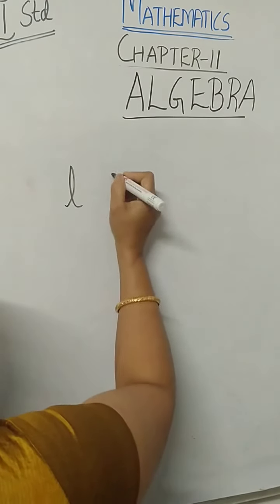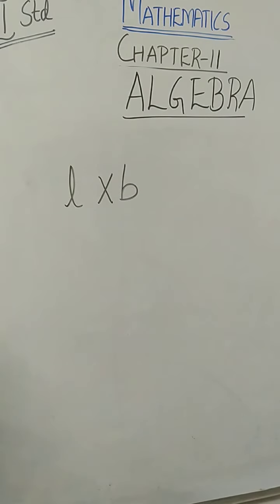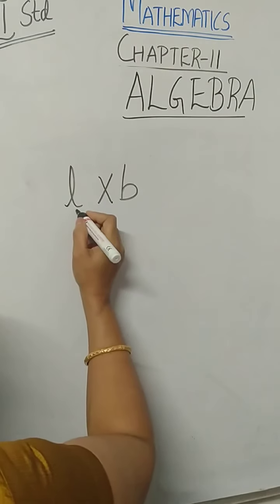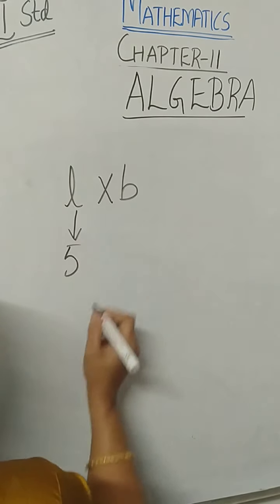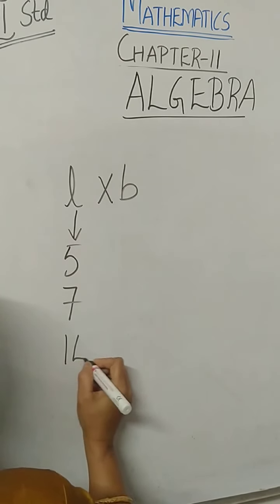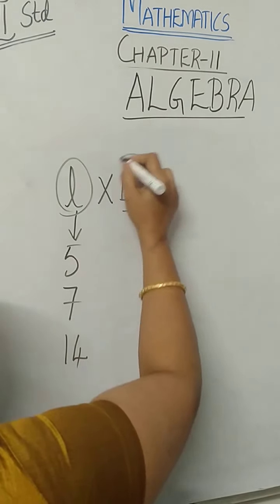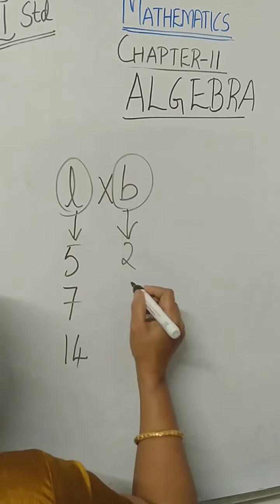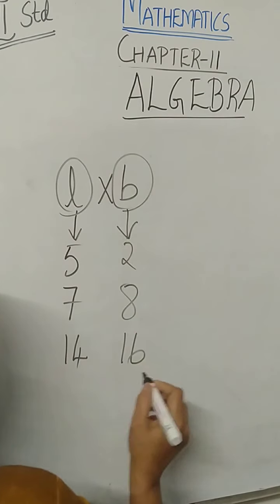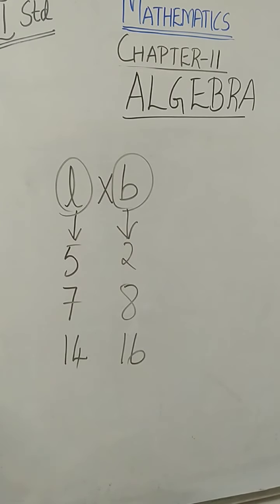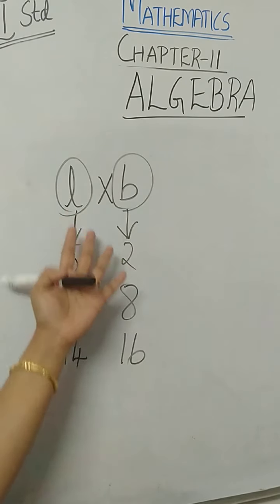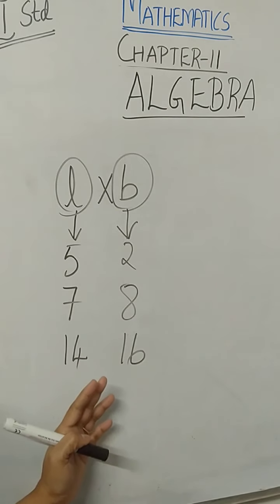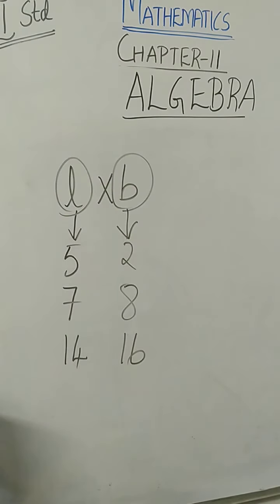Now, what is the area of a rectangle? It is L into B, length into breadth. Length can be anything for each rectangle. For some rectangle it may be 5, for some 7, for some 14. Even the breadth can take any value, it may be 2 or 8 or 16, whatever it is. These are called variables. It can take any value. To represent them in a general way, we use these variables.